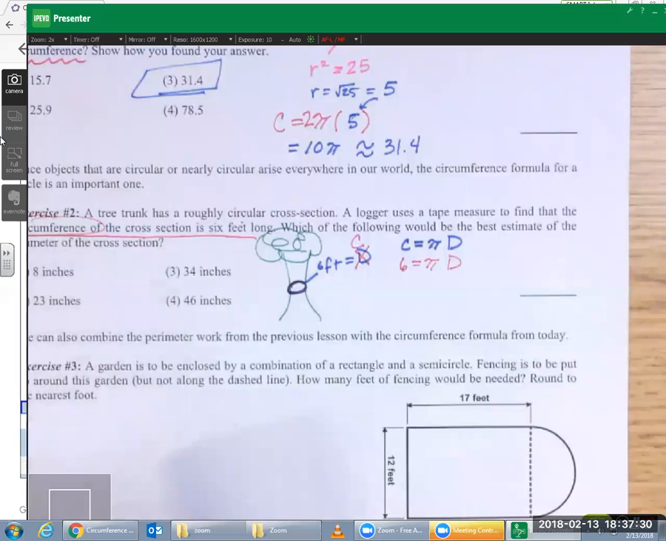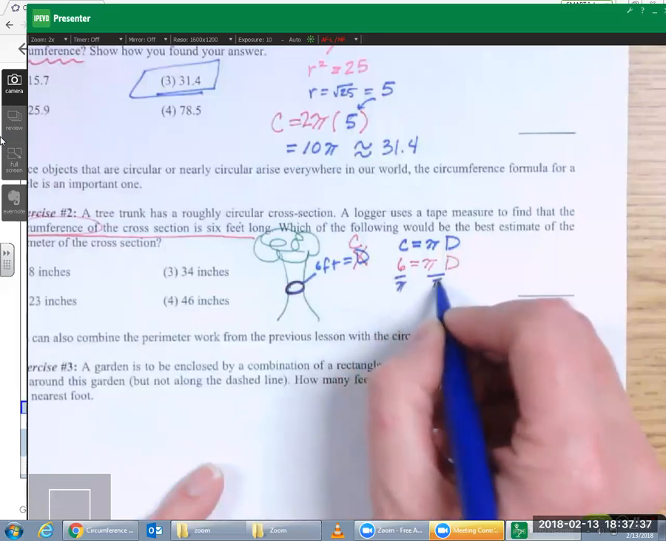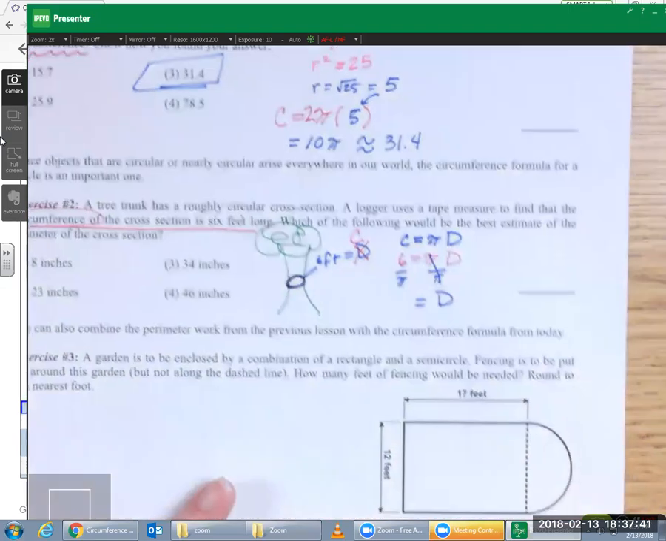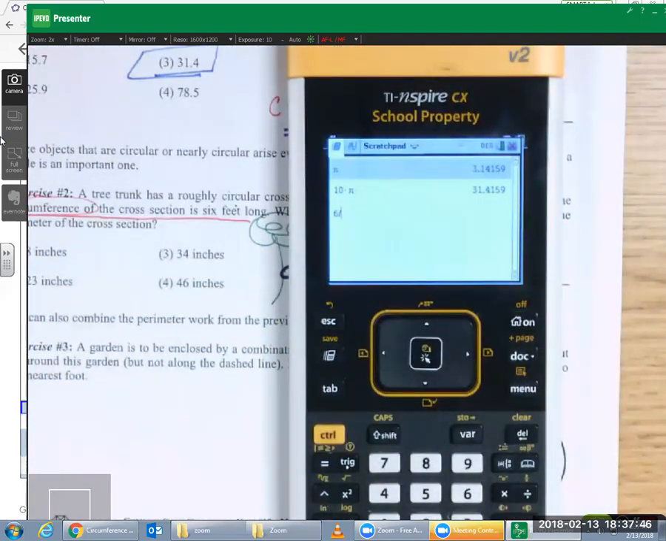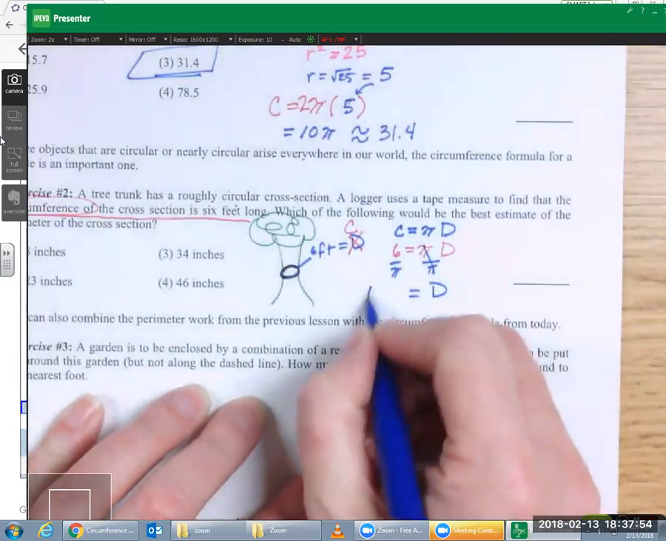Okay. Divide by pi, and that's going to let us solve for the diameter. So let's show that. We're going to divide on both sides by pi. That'll cancel pi, leaving me the diameter by itself. And in the calculator, let's go get 6 divided by pi. All right, so that's about 1.9. We're going to call that 1.91. About 1.91.